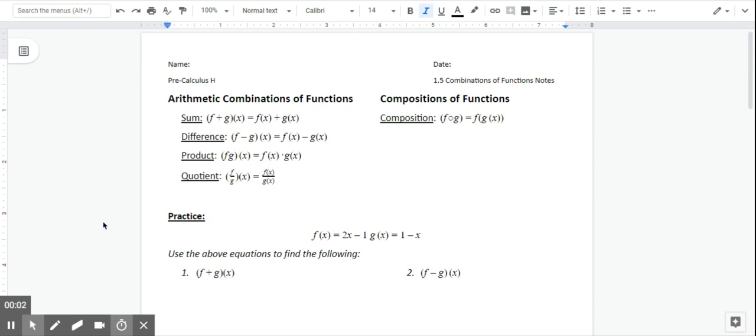This is section 1.5, combinations of functions. So we're going to talk about arithmetic combinations, finding the sum, difference, product, or quotient. And then we're going to talk about composition of functions, which is a little bit different.